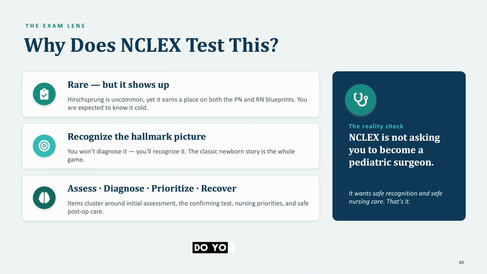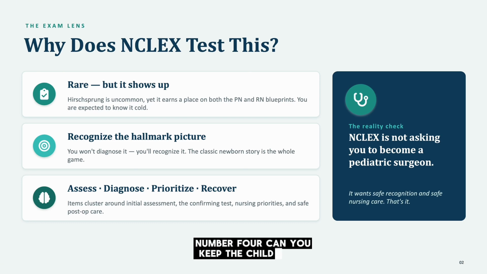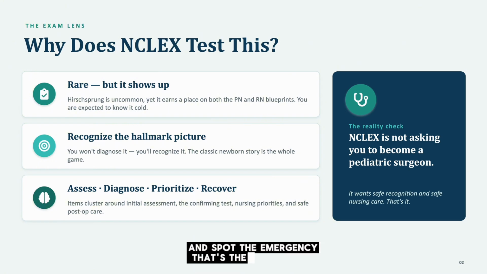Number 2, do you know the test that confirms it? Number 3, can you set priorities before and after surgery? Number 4, can you keep the child safe post-op and spot the emergency? That's the entire scope. It's rare in real life. It's on the blueprint for both PN and RN.